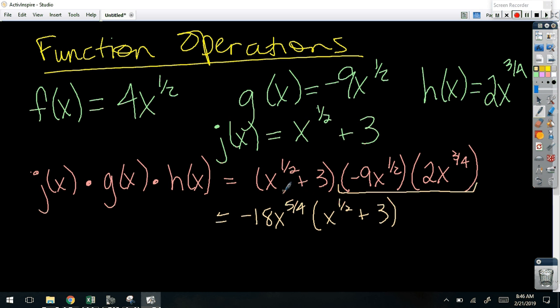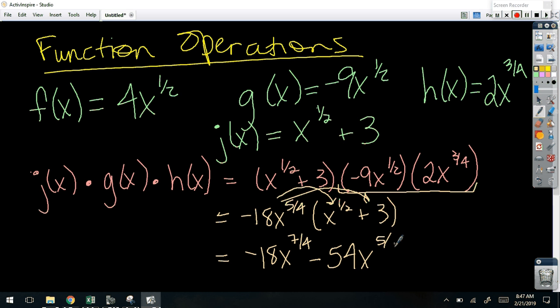All right, nothing to it but to do it. Negative 18x to the 5/4 times x to the 1/2 would give you negative 18x to the 7/4. That is correct. Minus, what is it? 54? That's nasty. It is. All right, that is addition, subtraction, and multiplication.